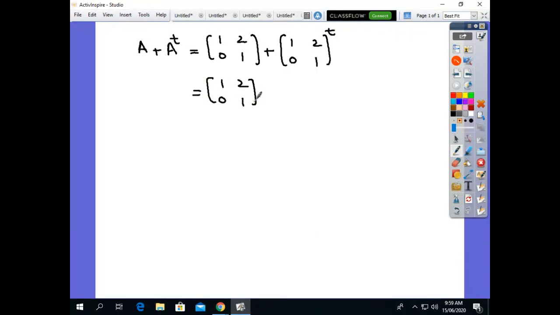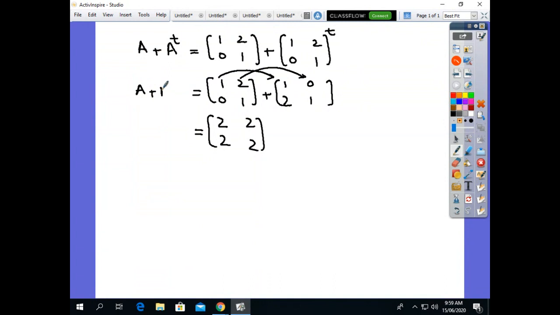[1, 2; 0, 1] plus, in transpose, what we do? We convert rows into columns and columns into rows. What is the first row? First row is 1, 2, it converts into column form. And the second row also converts into column form. Now we add these two matrices. How to add matrices? We add the first element with the first element, second element with the second element, similarly third with the third and fourth with the fourth. We get 2, 2, 2 and again 2. Here A plus A transpose becomes [2, 2; 2, 2].